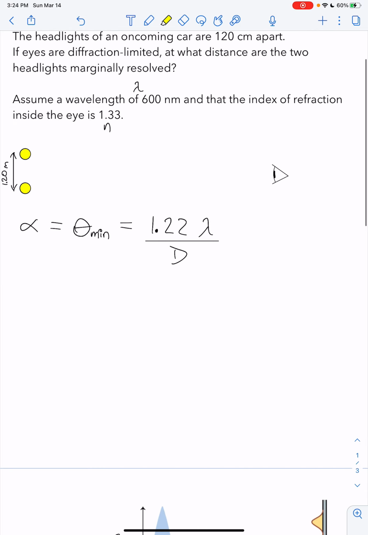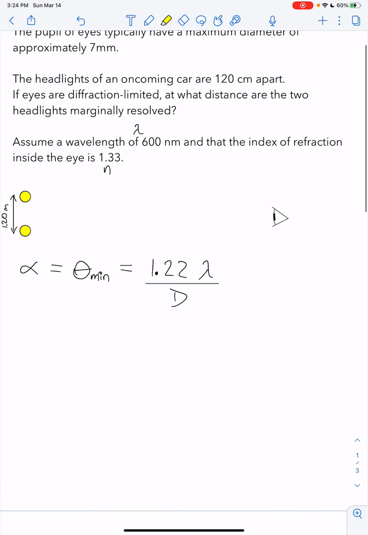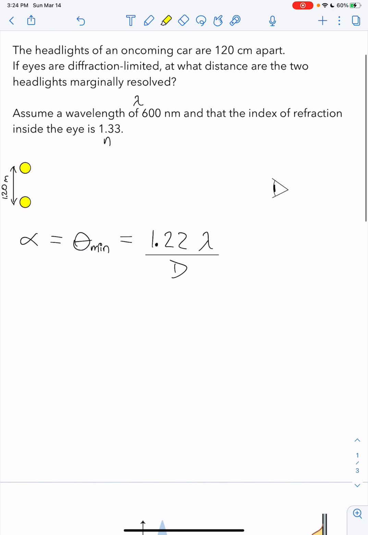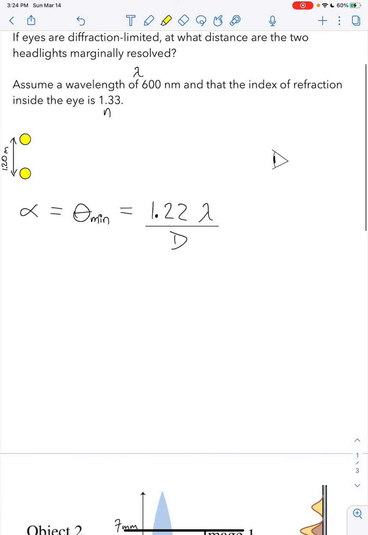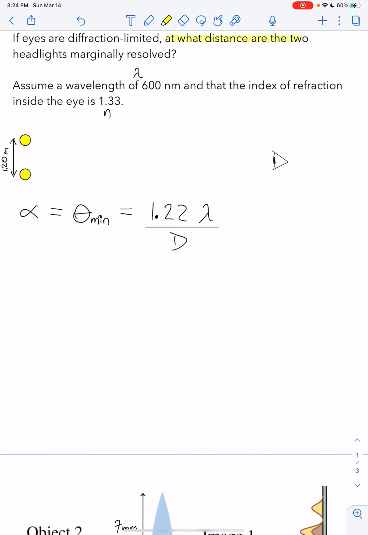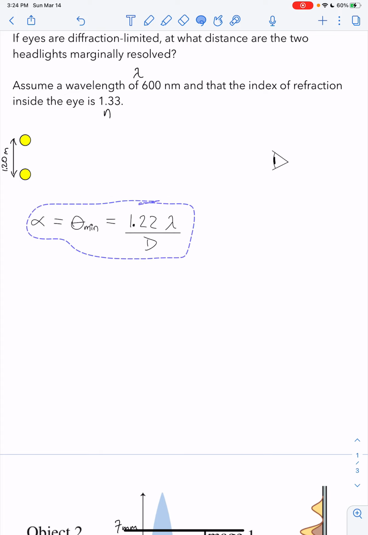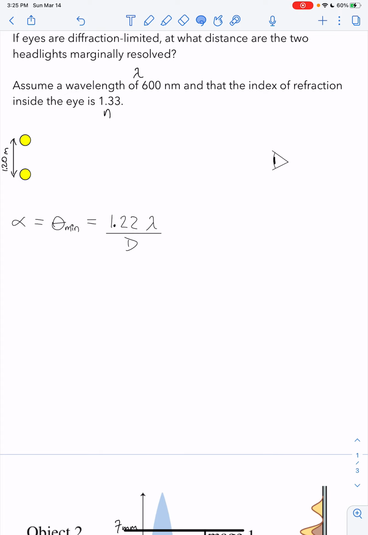Okay, so back to our question at hand. We put down all our information, and we're trying to see at what distance we're able to resolve this. Well, let's start thinking about this equation here. We could be tempted right away to say, I have a value for my d, that's 7 millimeters, and I have a value for my theta. But here's where we've got to be careful.